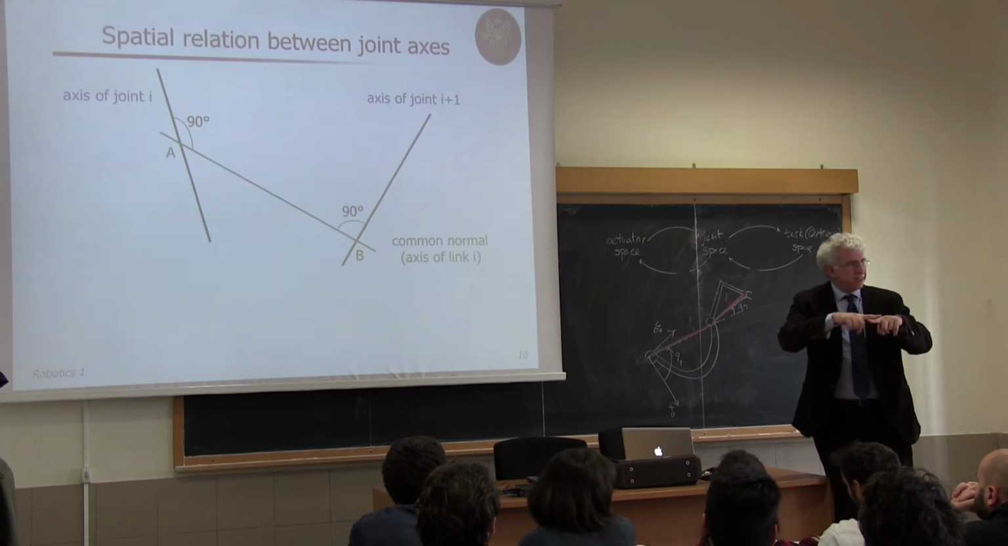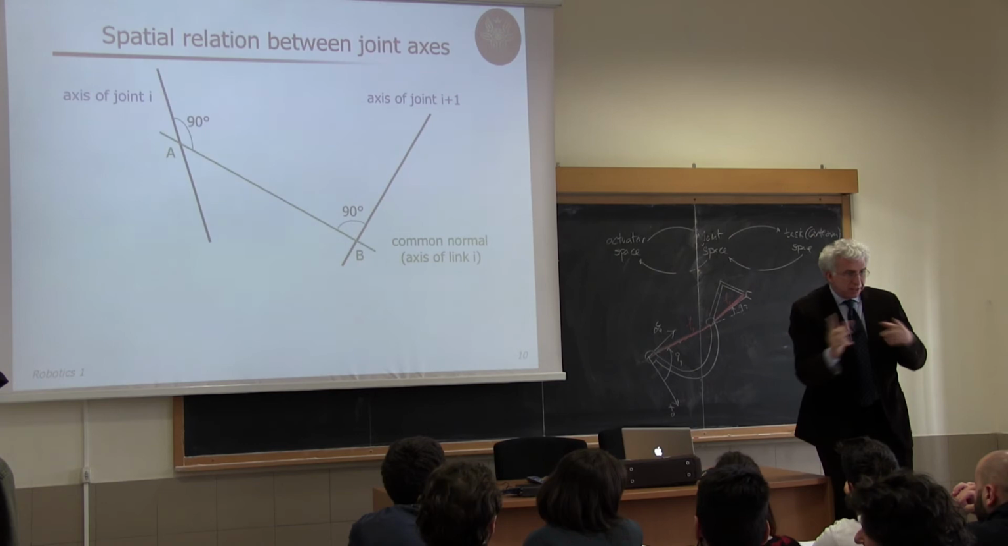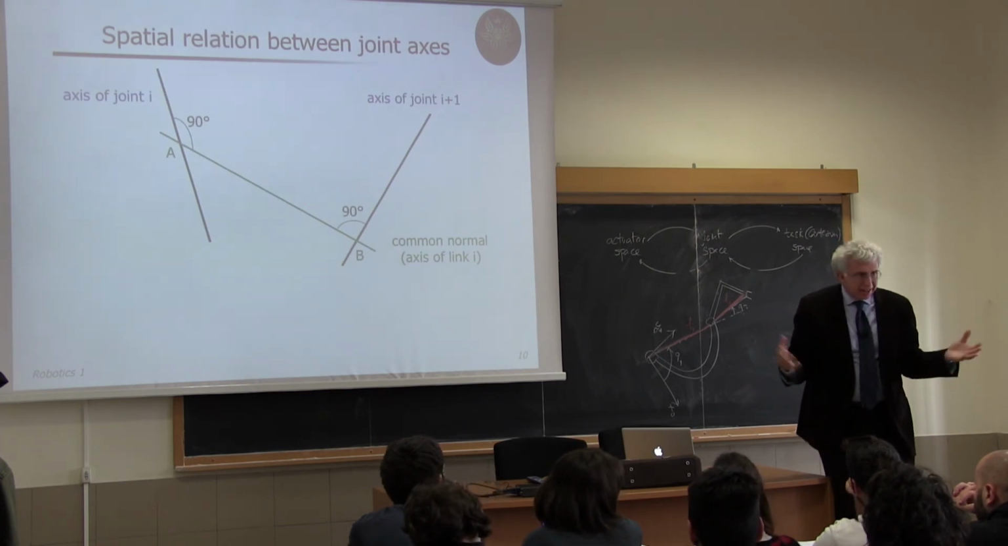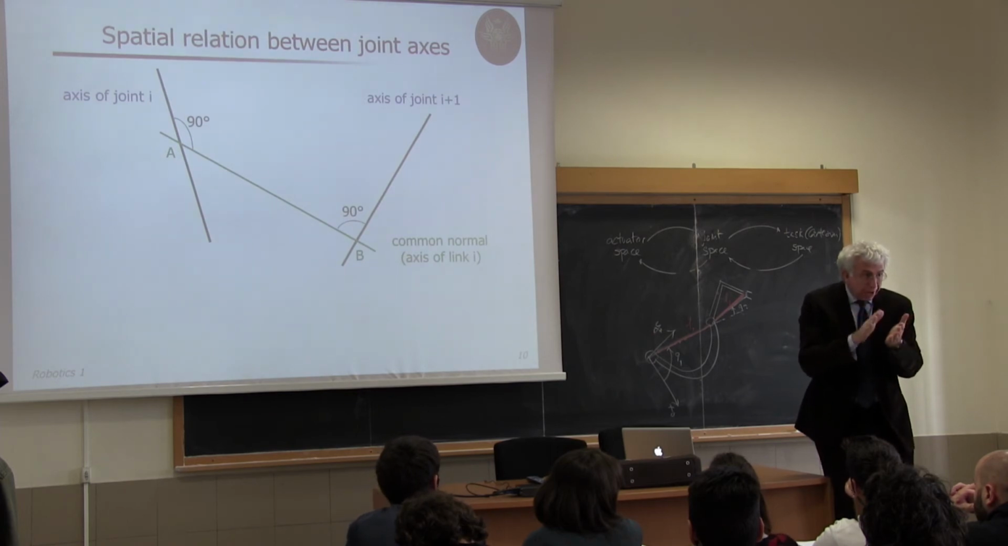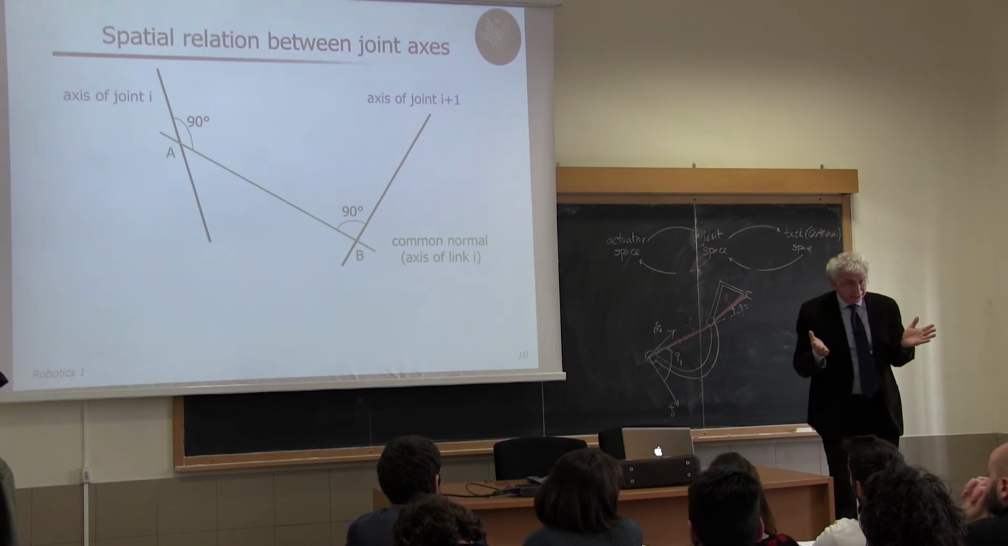Two axes incident. Two axes define a plane. There's one point of intersection. The common normal is the normal to the plane at the point of intersection. The common normal is there. The distance of the two axes along the common normal is 0. In fact, they are intersecting.